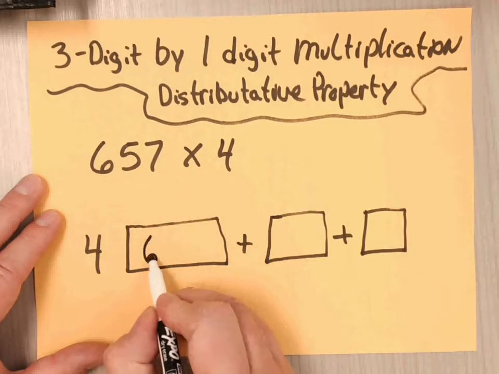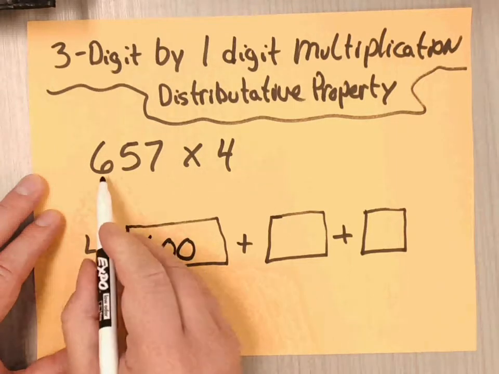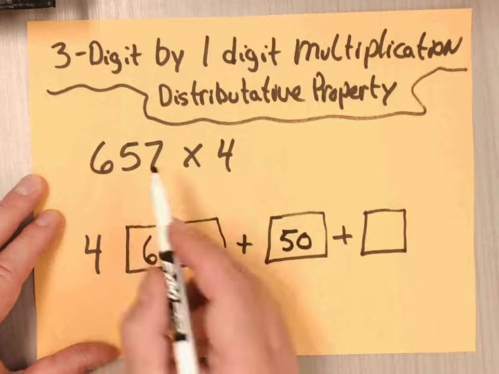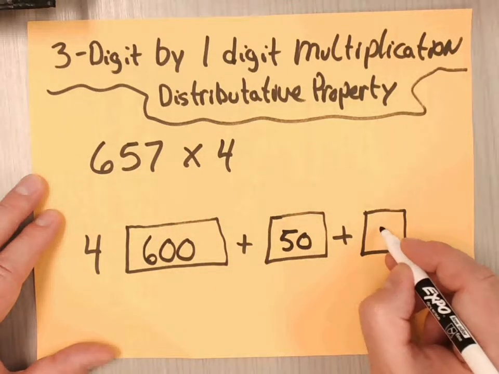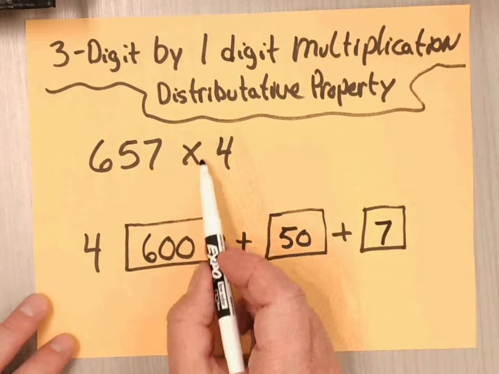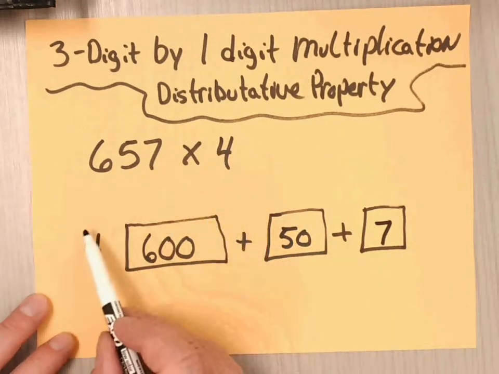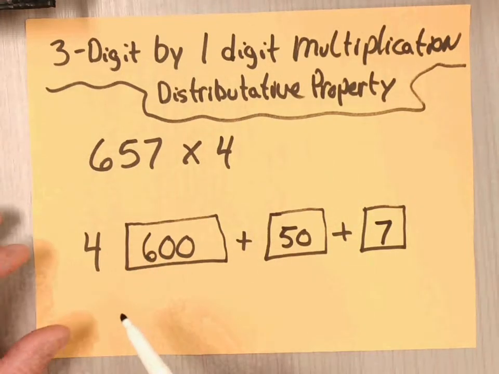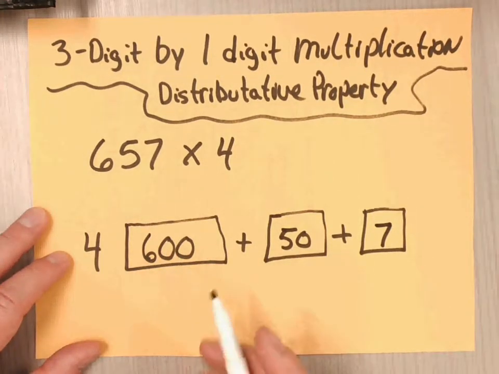Then you take the number that you're multiplying and you break that up into expanded form. So we learned that in class, that would be 600 plus 50 plus 7. Okay, now you take the number you're multiplying by, which is the 4, and you multiply it times each box. So 4 times 600.